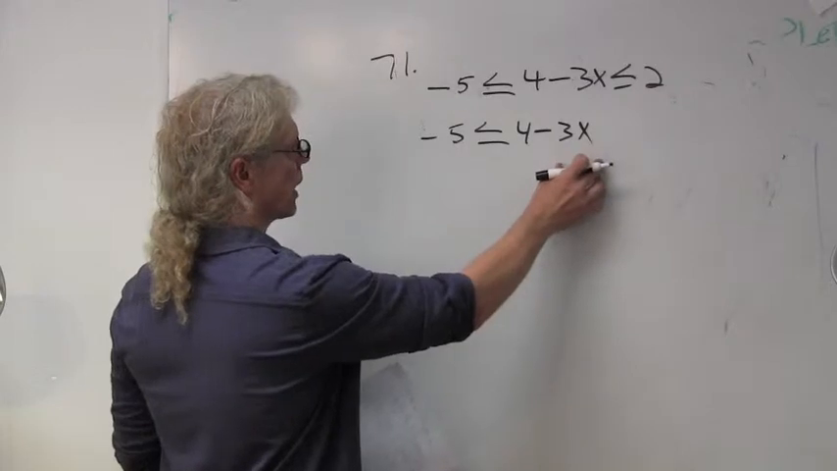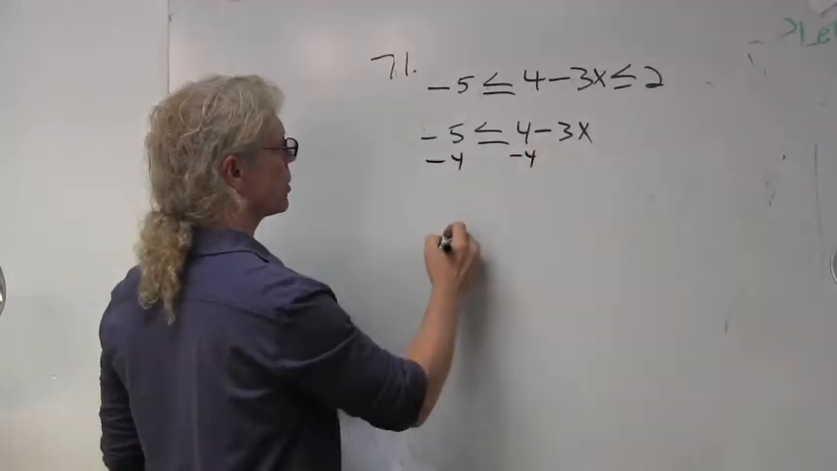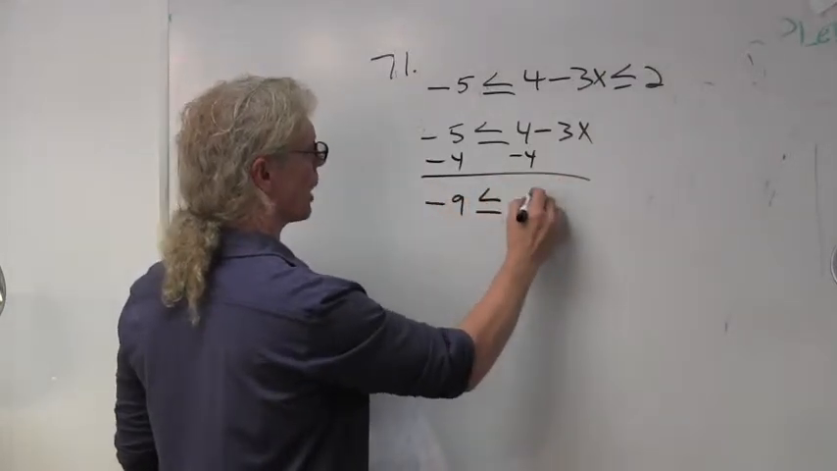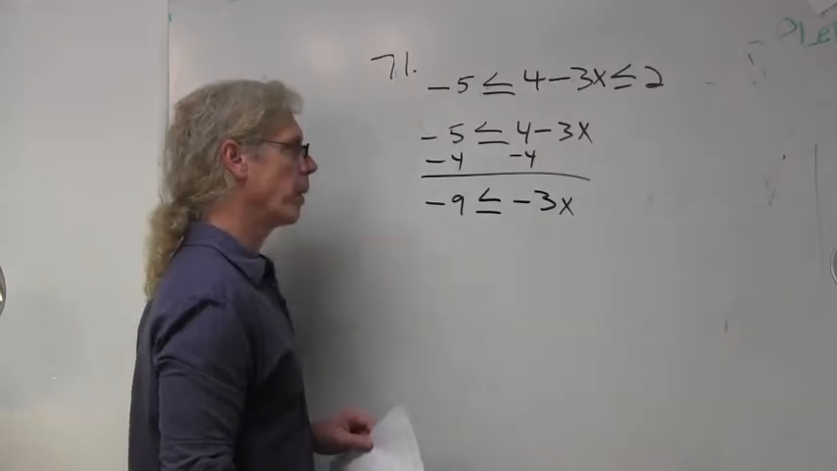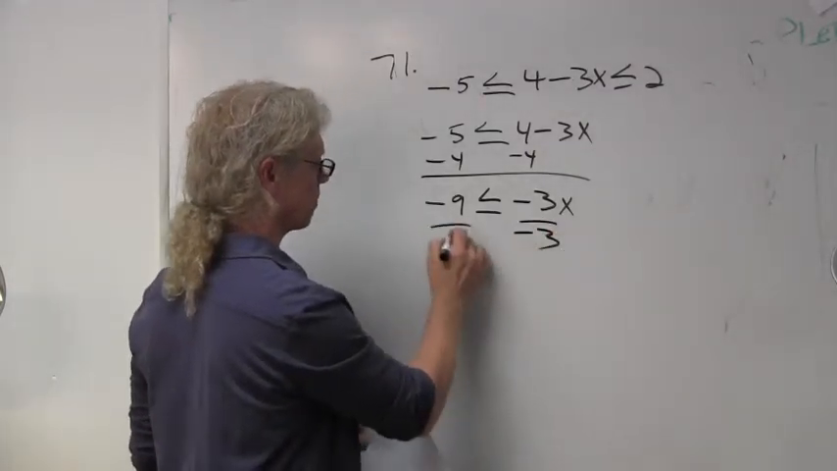Let's keep the negative x over here. Let's pull the 4 over here by subtracting 4 from both sides. It leaves us with a minus 9 is less than or equal to a minus 3x. Okay, I am now going to divide both sides by minus 3.